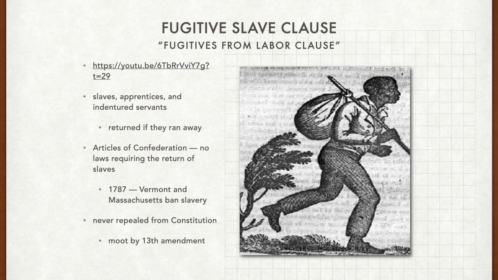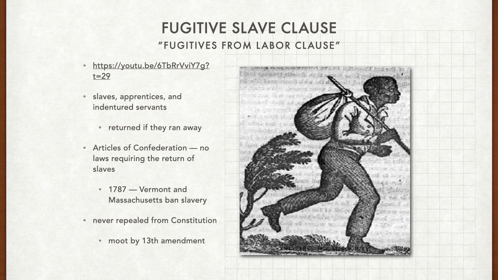However, this wasn't really a big problem in America, as only Vermont and Massachusetts had completely outlawed slavery by 1787. Vermont was the first state to do that. Although the Fugitive Slave Clause was never repealed from the Constitution, the passage of the 13th Amendment made it moot.